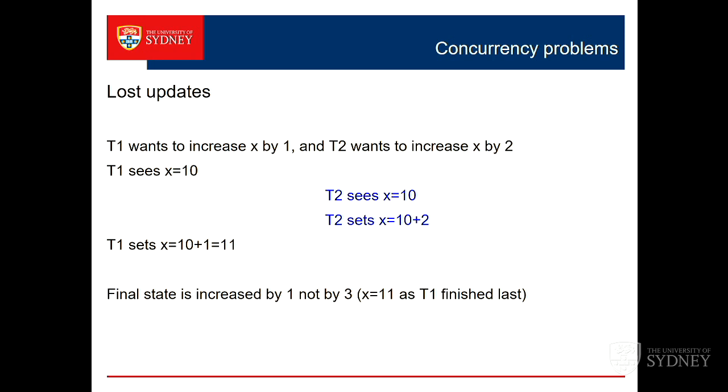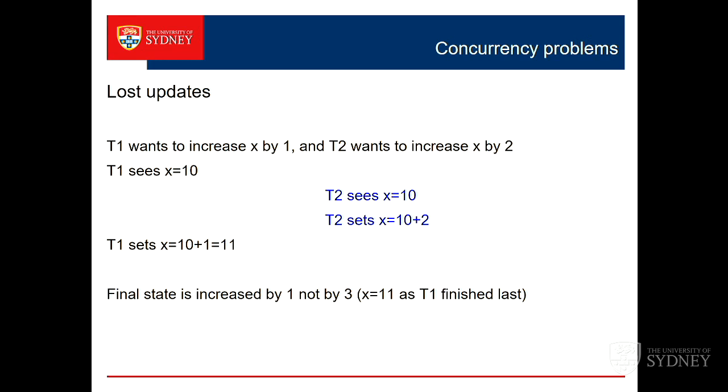So the blue operation has been lost. It ran, it finished, but its update has disappeared. It's a lost update. Both those pieces of code are correct, but if we just had the order slightly different, if T1 had run to completion and then T2, X would have been 13.